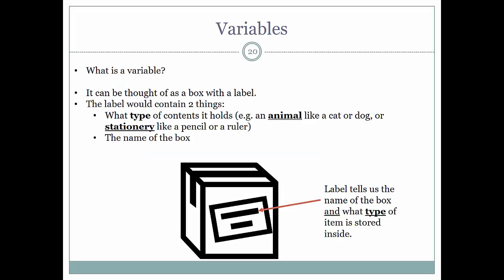So what's a variable? You can think of it like a box with a label. This box contains a certain value, and the box also has a label, and the label will tell us two things. One is the type of content it holds, as well as the name of the box.